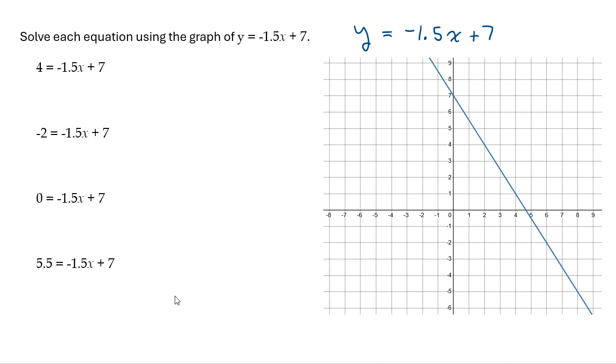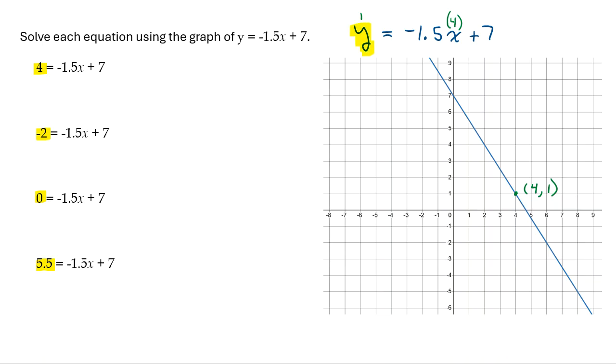But the purpose of this video is to help you relate the graph with the equation and the idea of inputs and outputs. So every point on this graph represents an x and y value that makes this equation true. For example, we have this point here, which is on the graph. When x is 4, y is 1. So that means if I put 4 in here for x, multiply it by negative 1.5 and add 7, the result will be 1.